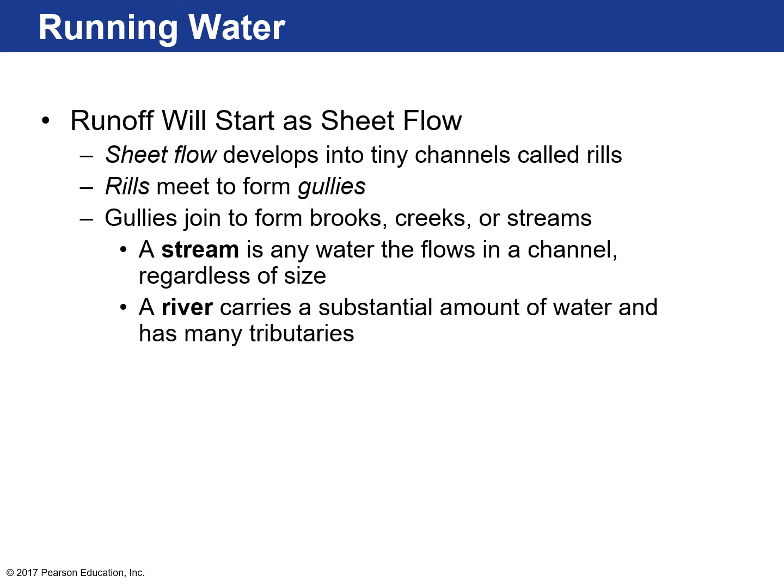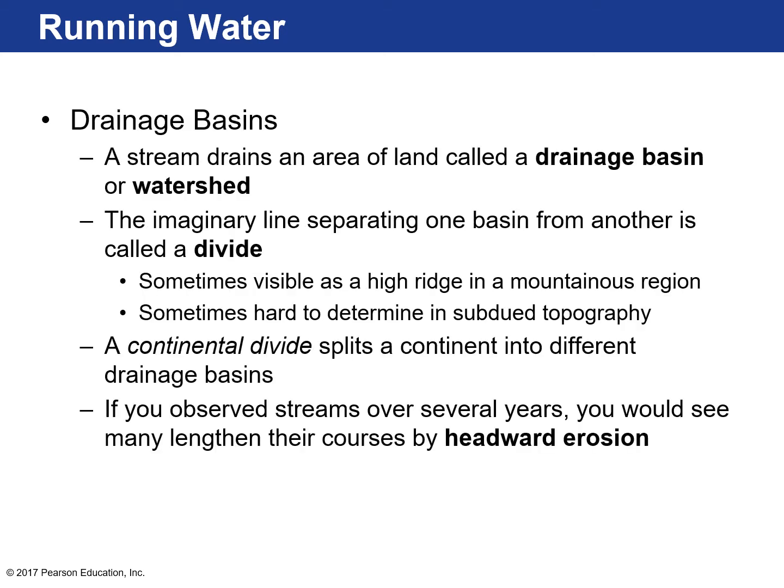Runoff starts off as sheet flow, and sheet flow turns into tiny little channels and rills, and then rills meet to form gullies, and gullies form brooks, creeks, and streams. A stream is any water that flows in a channel regardless of the size. And then a river carries a substantial amount of water and can have a lot of tributaries.